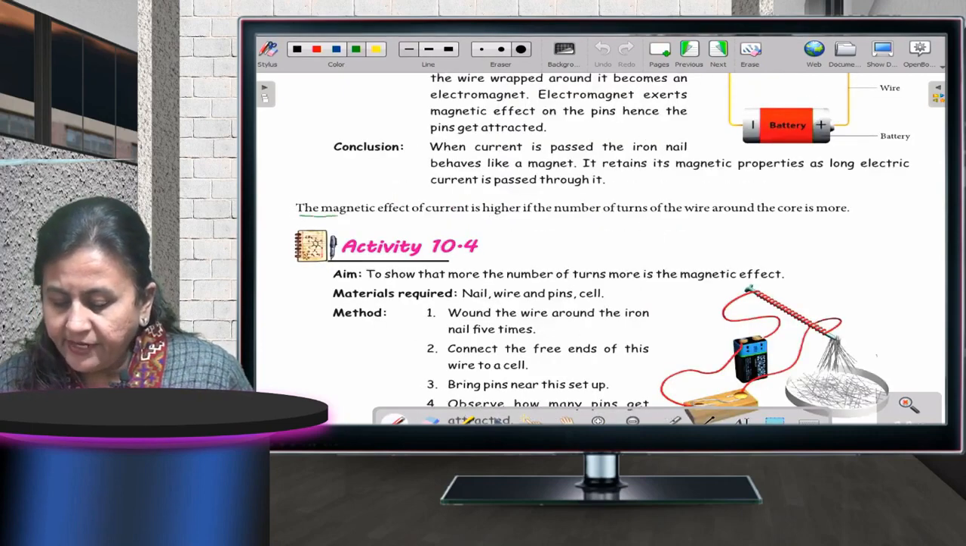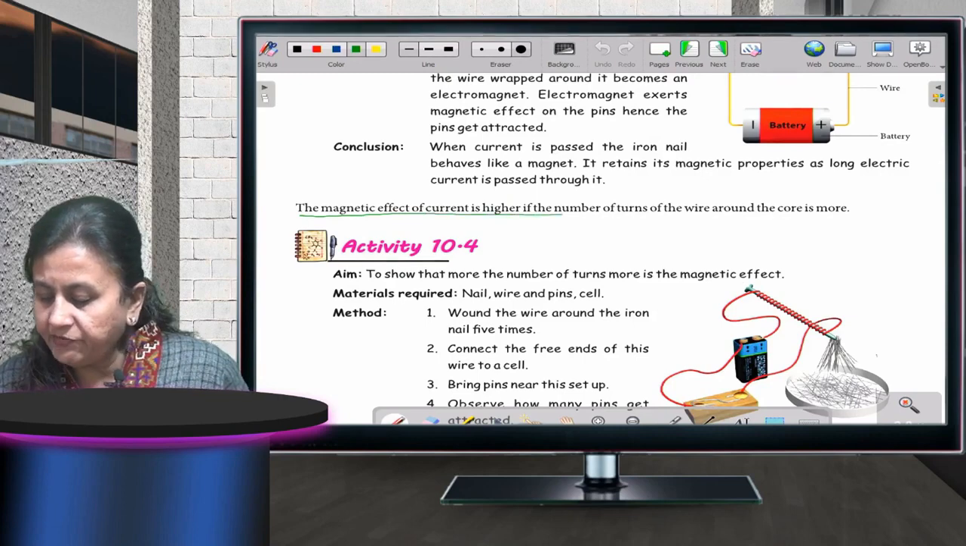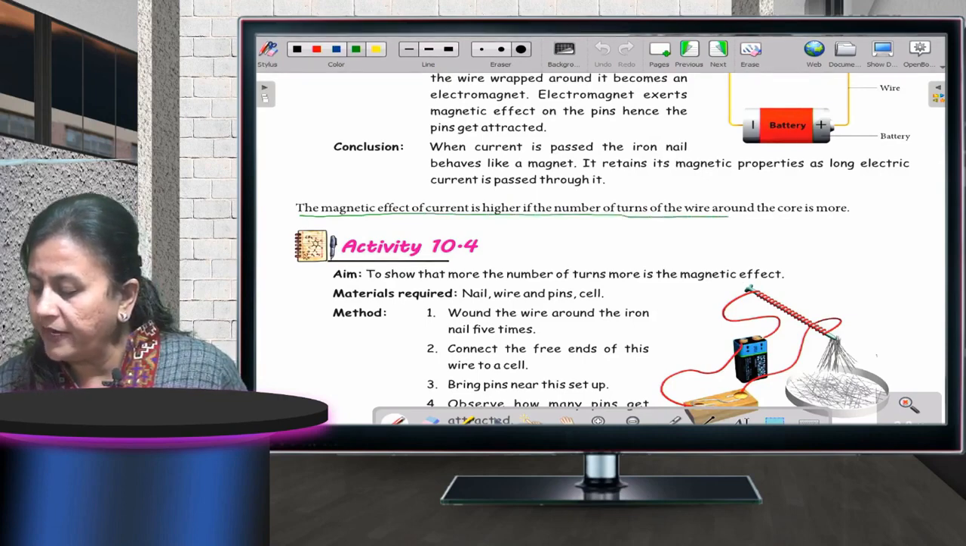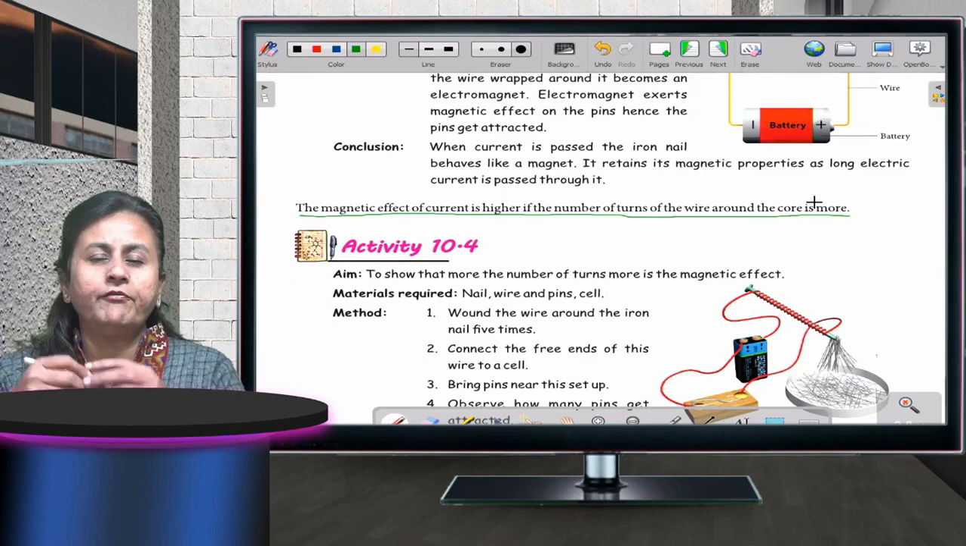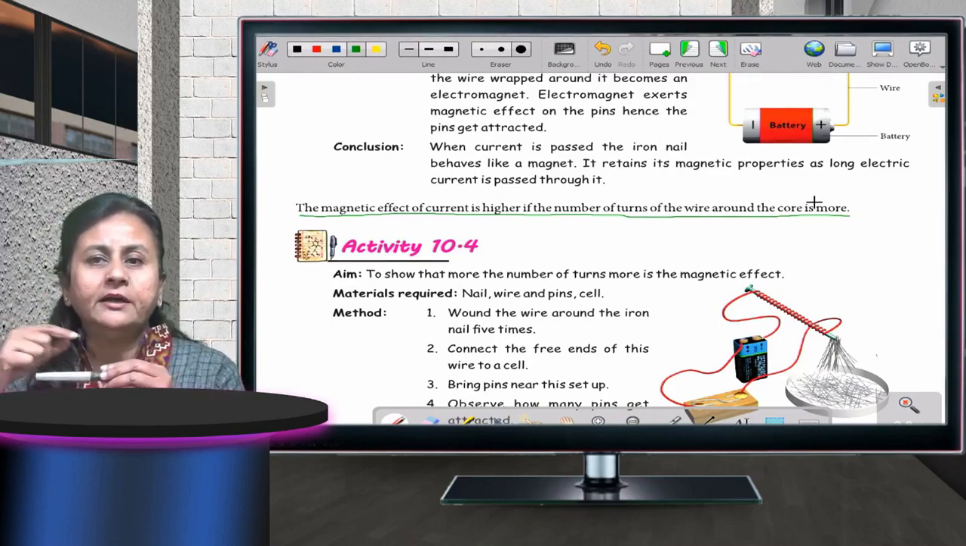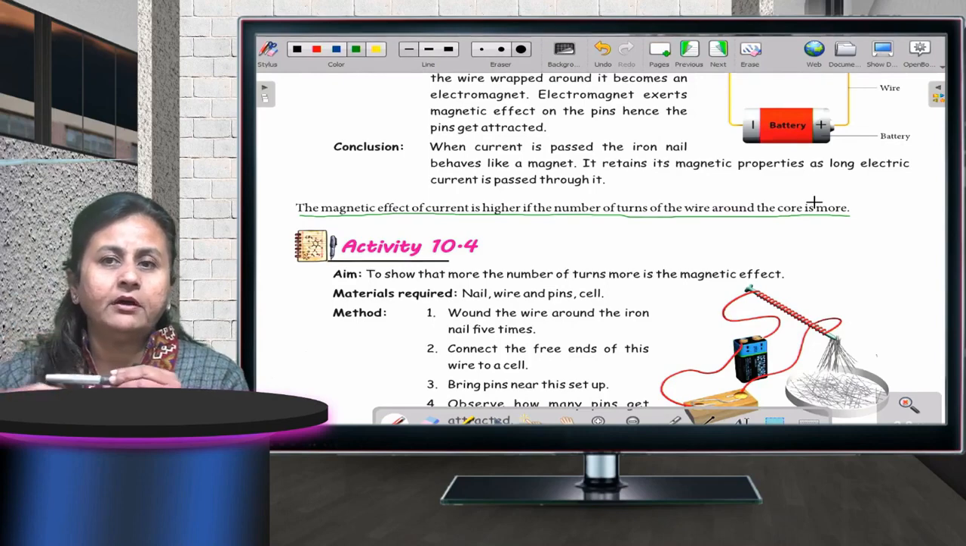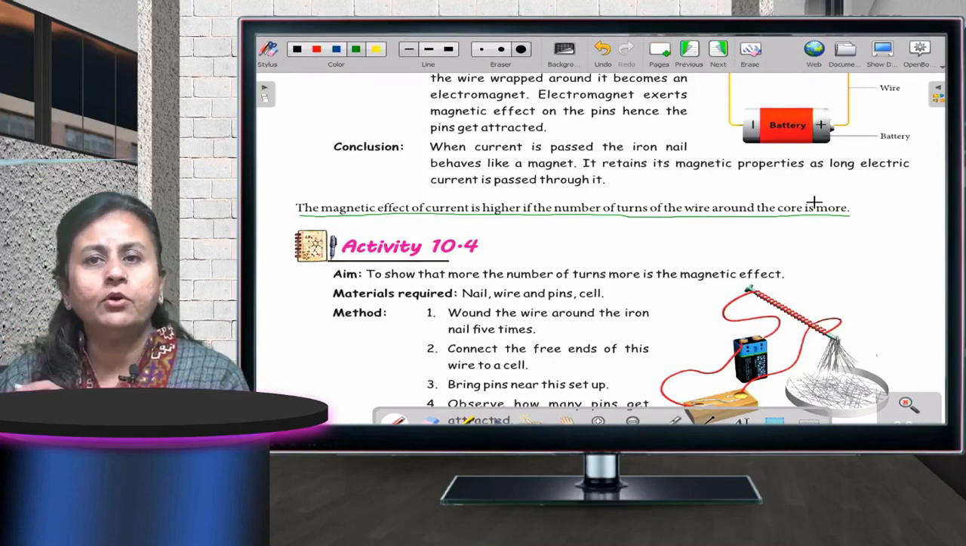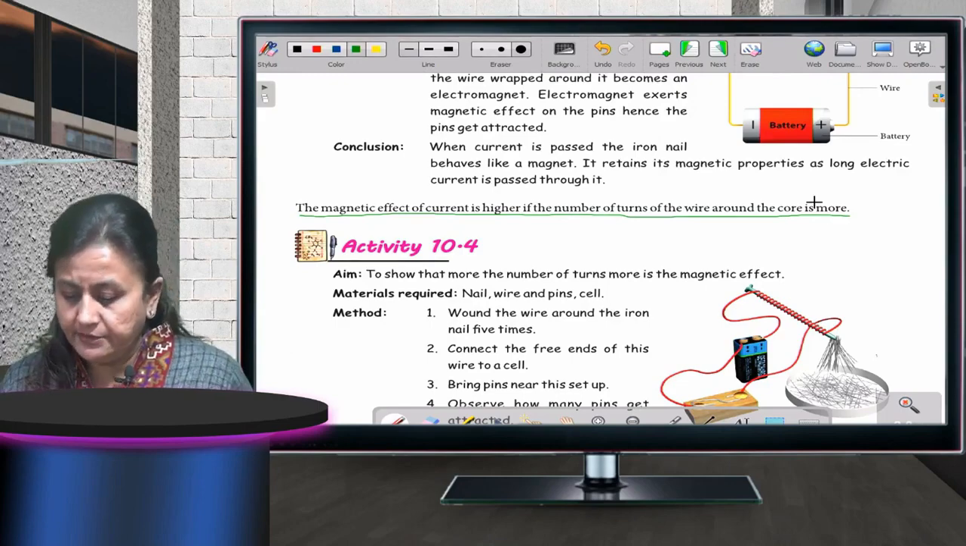The magnetic effect of current is higher if the number of turns of wire around the core is more. When you are wrapping the copper on that metal rod, the number of wrapping is more. So the more the number of wrapping, the more is the magnetic field. Fine.